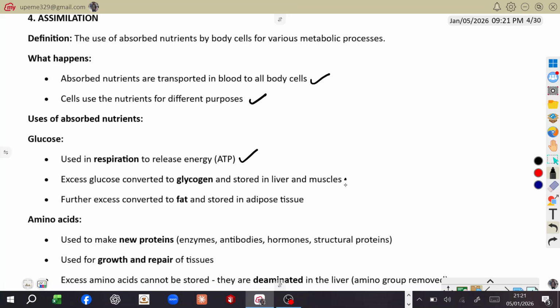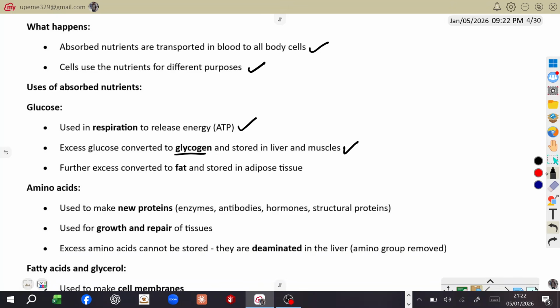Then excess glucose is converted to glycogen and stored in the liver and muscles. So whenever there's a lot of glucose produced during digestion, any extra or excess is converted by the liver into glycogen and then stored in the liver and muscles so that it can be used in the future.